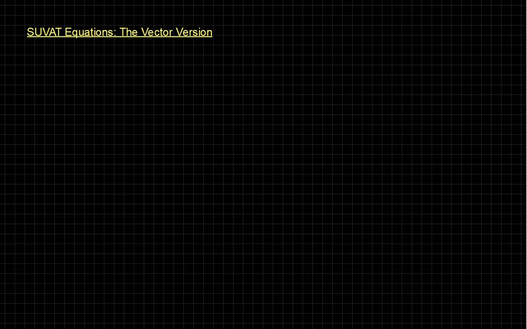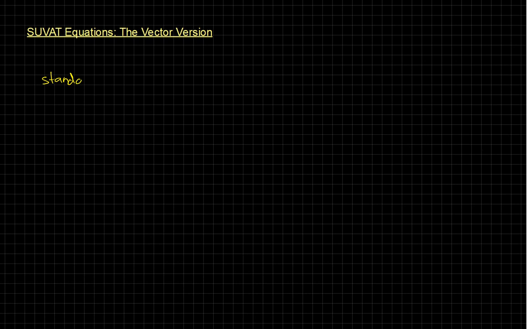So, let's see. I'm going to write 2 of the key Suvat equations and we'll see what the vector version looks like. So, here's the standard Suvat equation. Okay, so this is standard Suvat. And let's go for the 2 that we're going to be using soon. v equals u plus at, and s equals ut plus a half at squared. And now let's write the vector version.